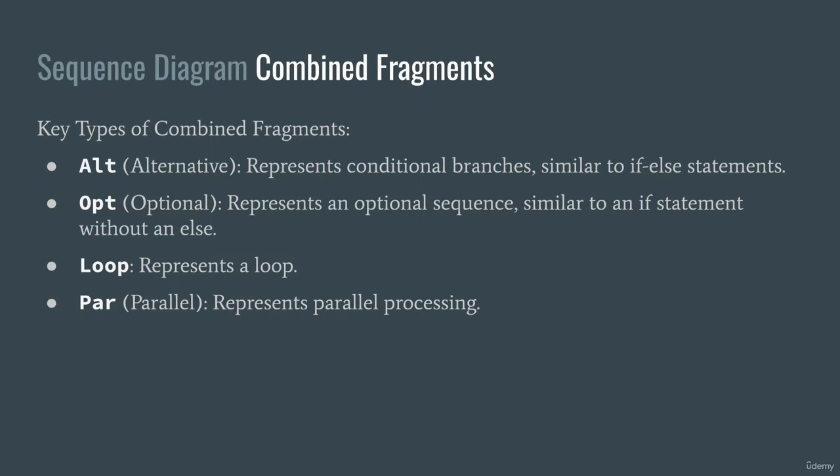In sequence diagrams, we also have some unique elements called combined fragments. Alt, or alternative, is like your if-else statements. It shows different paths the sequence can take based on conditions. Opt, or optional, is like an if statement without the else. It represents a sequence that might or might not happen. Loop, as you might guess, represents repetitive sequences. Par, or parallel, shows parallel processing, where multiple things happen simultaneously.